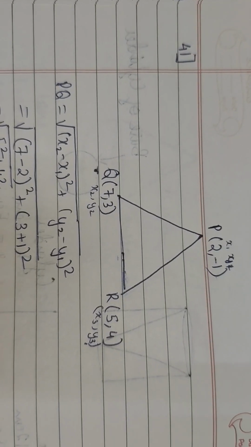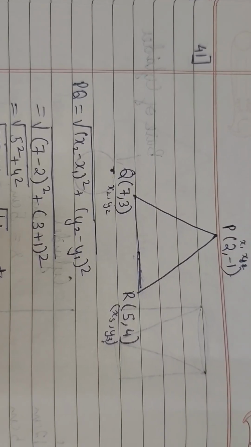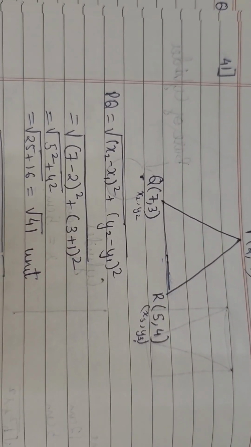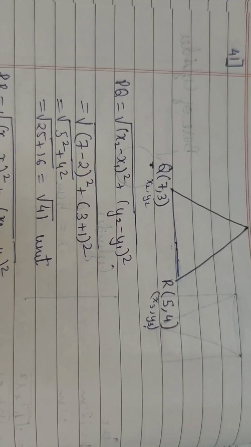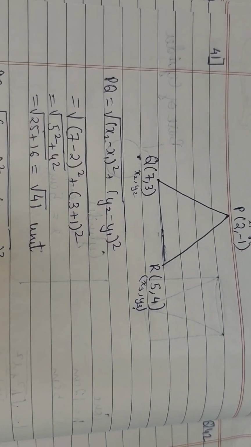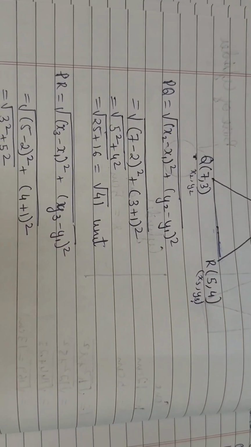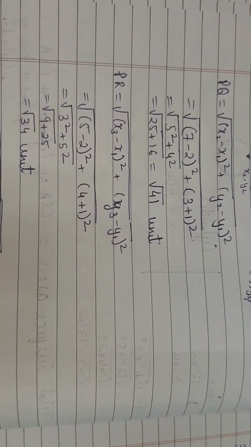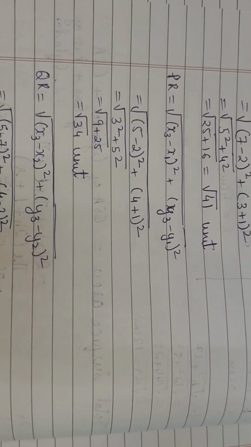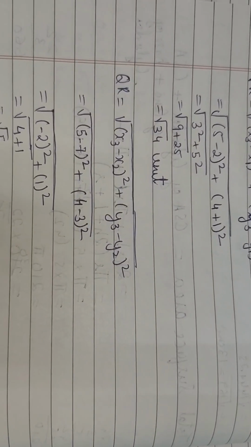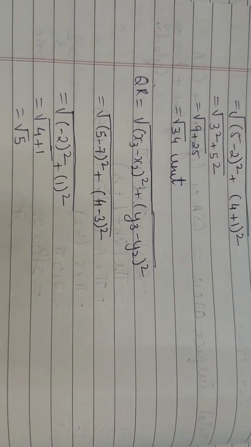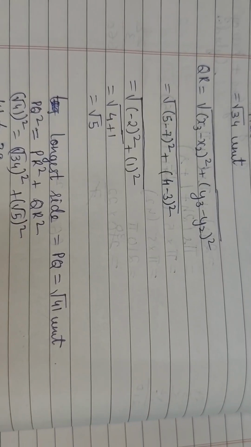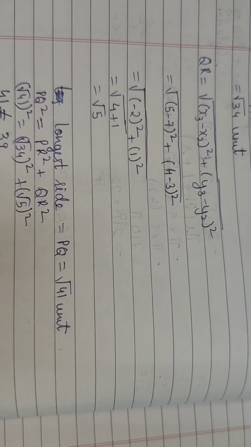Now I have drawn a triangle. First I will find distance PQ. After solving PQ, I will get root 41. Then I will find PR, and I will get root 34. Then I will find QR, and I will get root 5. Then the longest side will be the hypotenuse. So PQ is equal to root 41.